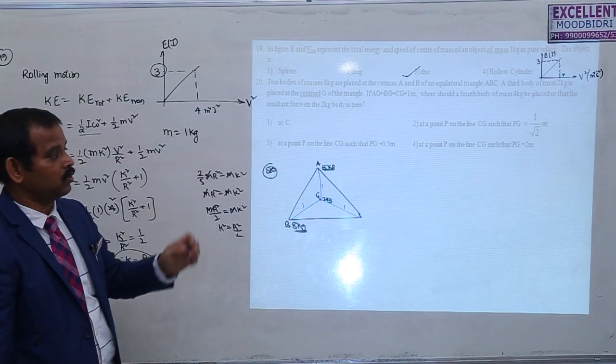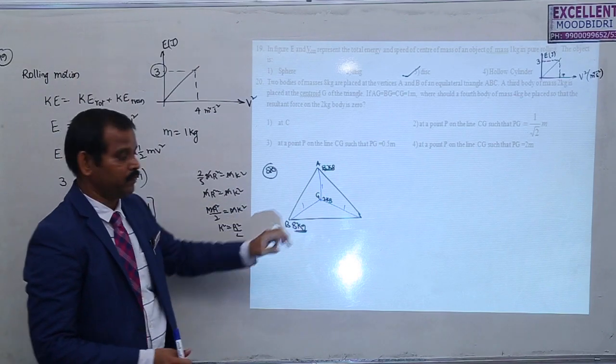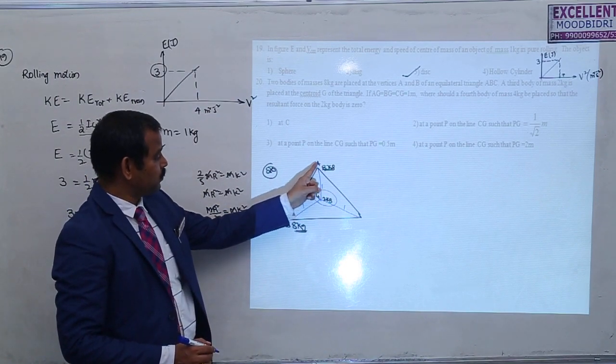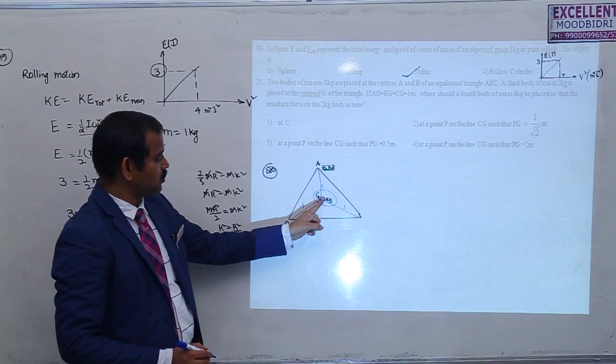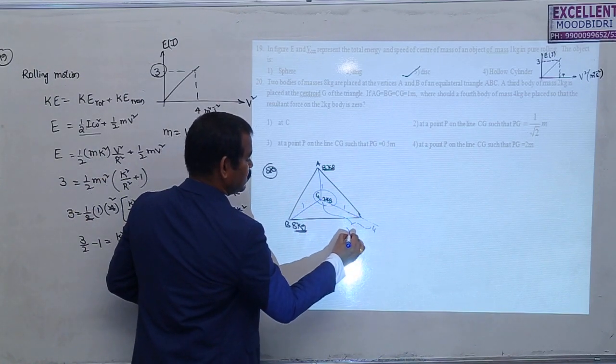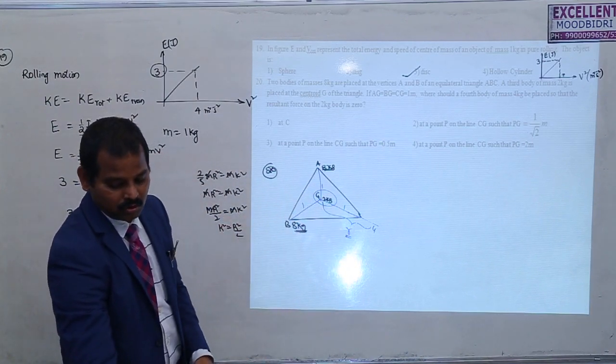Where should a fourth body of mass 4 kg be placed such that the resultant force on the 2 kg mass is 0? For the net force to become 0, the force between these two, plus the force between these two, plus the force between this and some 4 kg mass kept somewhere here, must sum to 0. Let us say the distance is r; we are finding this r only.